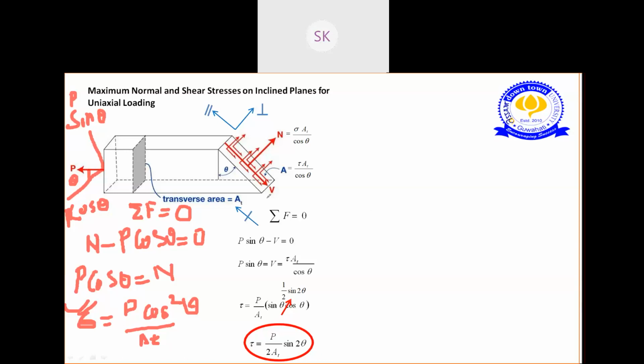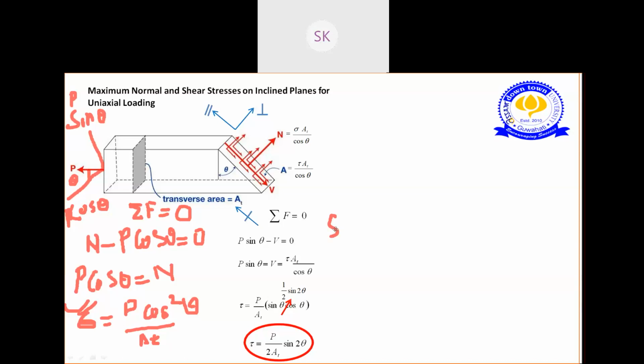So summation of all the parallel forces I'm taking as 0. I have taken P sin theta as positive, so this is in the other direction, so this will be negative. So P sin theta minus V equals 0. Taking minus V to this side, it is V. And we know what the shear force is: it is tau A by cos theta. So tau will be P by A, sin theta by cos theta.